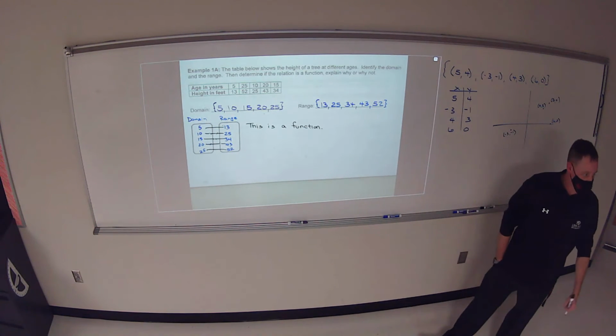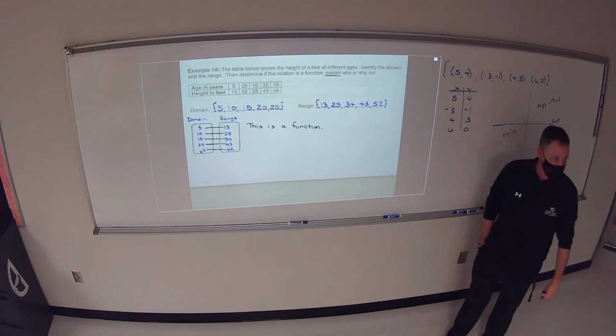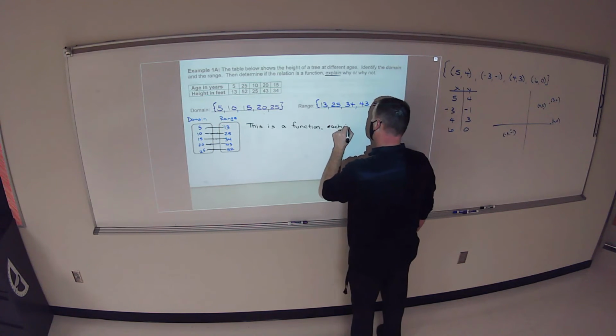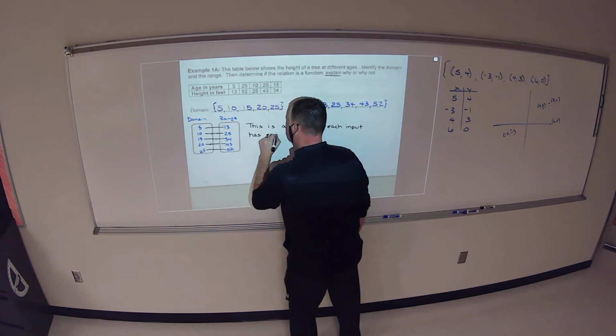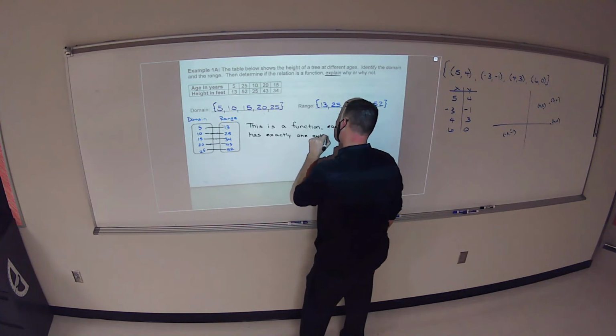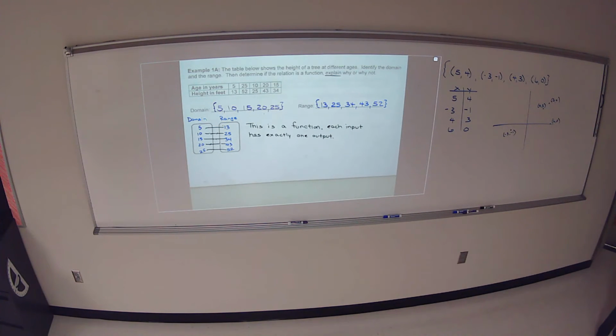Now, that's the first part of it. The second part, and this is the big thing, you got to be able to explain why. And as I said, we're going to go right back to our definition. This is a function. Each input has exactly one output. That's what I'm going to write for that one. Each input has exactly one output. I am picky in how you describe what is and is not a function.